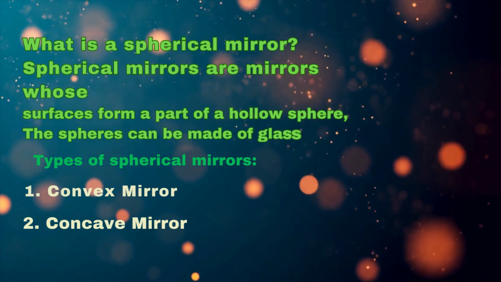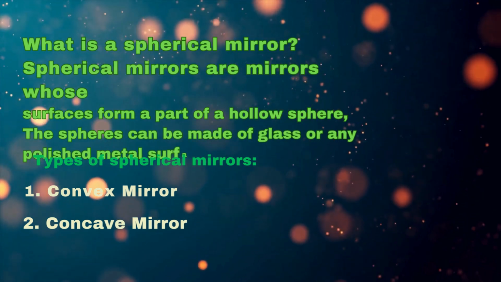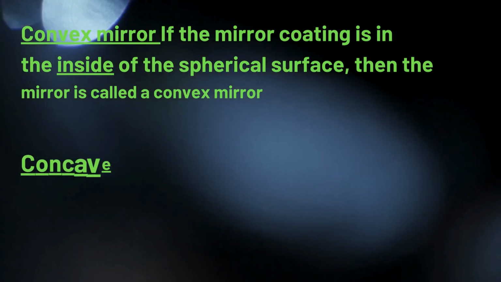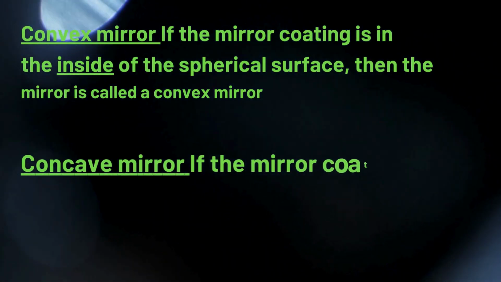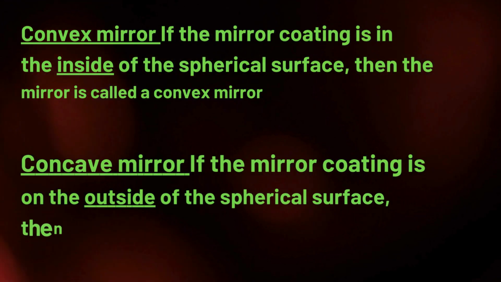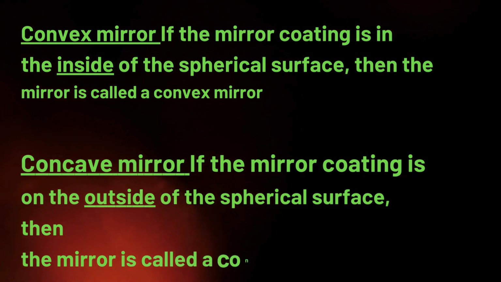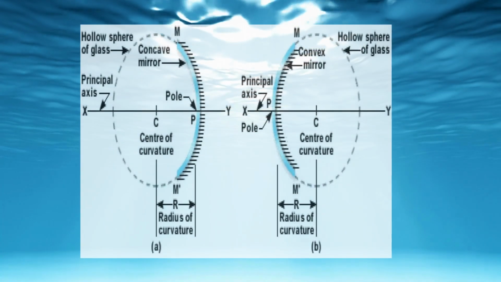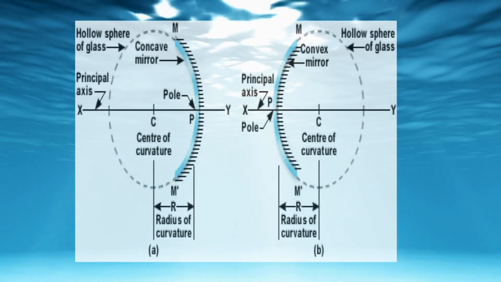Types of spherical mirrors. 1. Convex mirror. 2. Concave mirror. Convex mirror: if the mirror coating is on the inside of the spherical surface, then the mirror is called a convex mirror. Concave mirror: if the mirror coating is on the outside of the spherical surface, then the mirror is called a concave mirror. Some definitions of convex and concave mirrors.